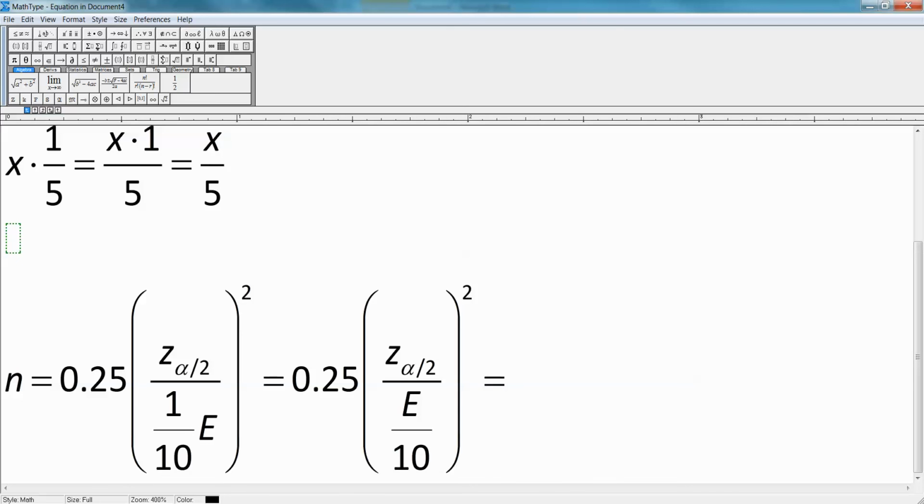And again, this problem is very algebra. All right, so this is 0.25 times, and then I'm just going to leave all the stuff inside the parentheses because I don't really care.